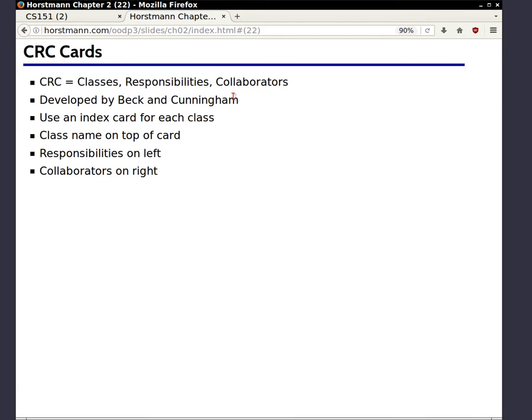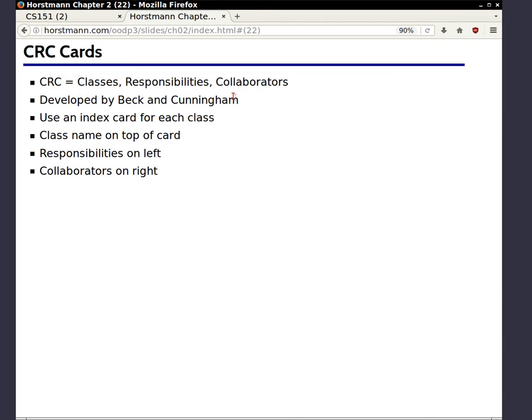Programmers had grown up with different techniques for identifying functions, and they were really at a loss as to how to do this. So these two people, Cunningham and Beck, came up with a very simple technique for doing that, and it really does work pretty well. You take a paper index card. Nowadays, no one has them anymore. I had to go to the archive and get them. But 20 years ago, people actually used paper index cards.